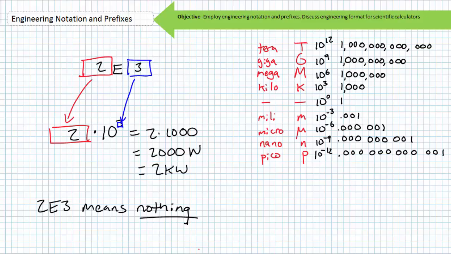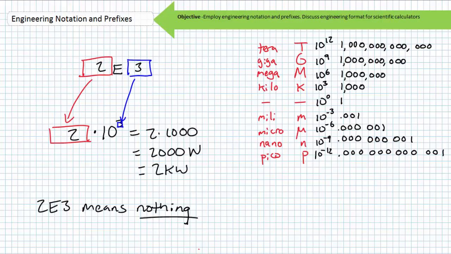Finally, 2e3 means absolutely nothing to the outside world. Only in TI-89 calculator land does this mean anything. If 2e3 represented a quantity of power in units of watts, and you were to enter 2e3 on an exam or mention this to a coworker, you'd get the answer to that question wrong, or your coworker would look at you really strange. 2e3 means absolutely nothing.